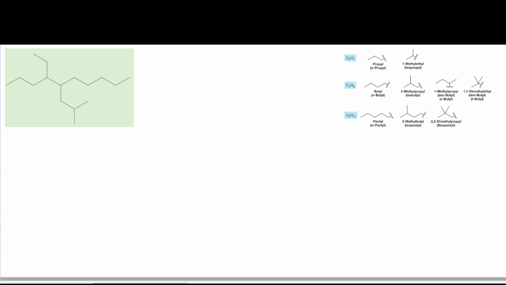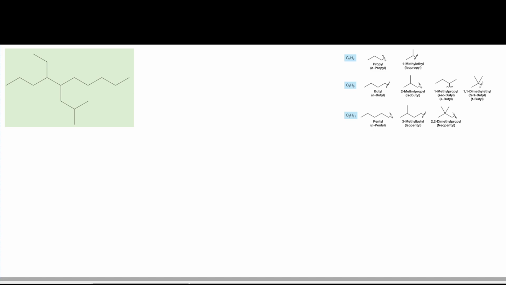When you're working on IUPAC nomenclature, particularly for alkanes, first and foremost you need to define the longest carbon chain, and then give the numbers to the longest carbon chain in such a way that the lowest number is given to the first substituent.